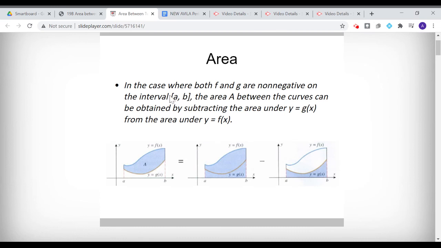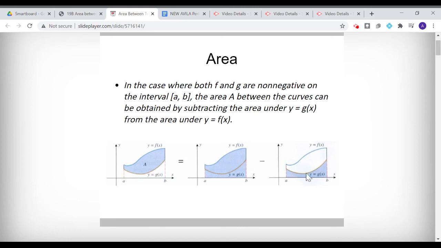Now, in the case when both f and g are non-negative, that means when they're both above the x-axis, then the area between the curves can be obtained by subtracting the area under g from the area under f. So all they're saying here is the area under f of x is this big blue area here.